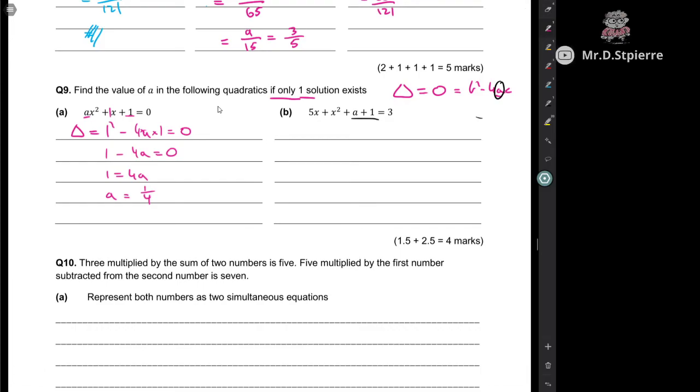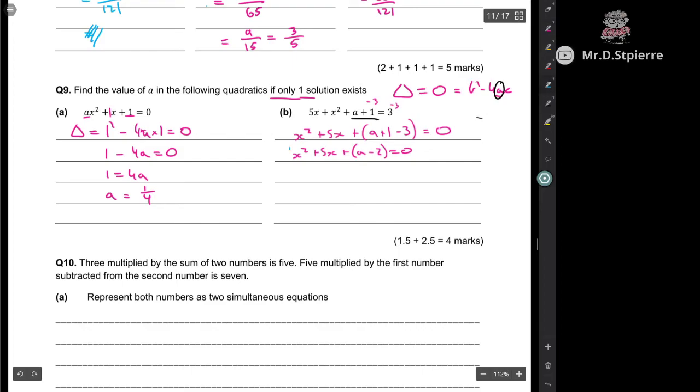Rightio, part B, this does not equal 0 yet. We need to make it equal to 0 to be able to use the discriminant or the quadratic formula, so we need to rearrange this and get it looking like a normal quadratic. So we start with x squared plus 5x plus, in brackets so it's more obvious, (A plus 1) take away 3, because I'm going to take away 3 from both sides, is now equal to 0. So I get x squared plus 5x plus A minus 2 is equal to 0.